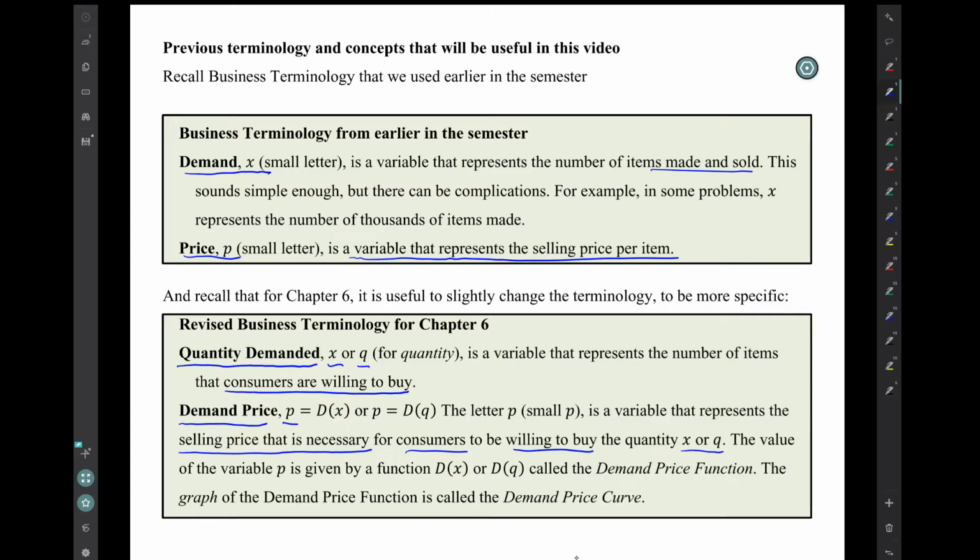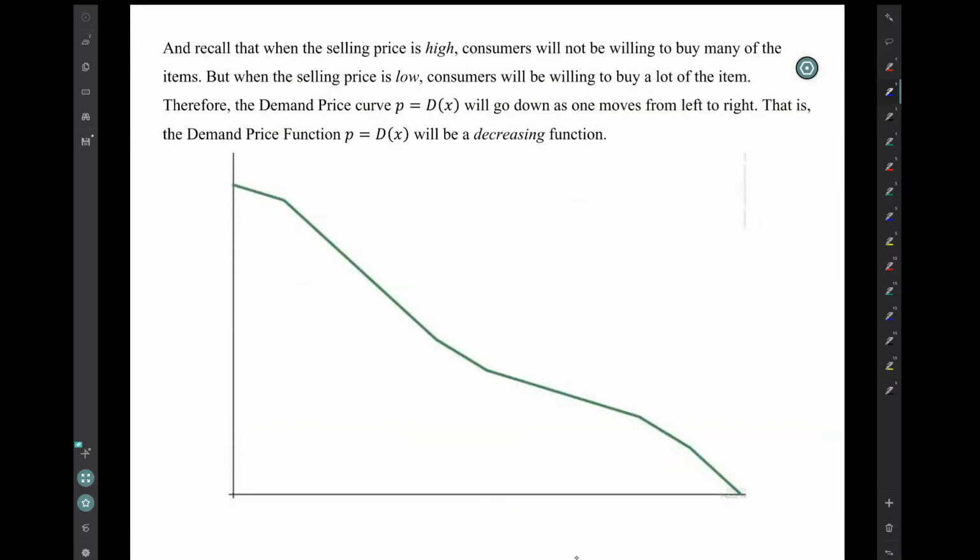The value of the variable p is given by a function, d of x, called the demand price function. The graph of the demand price function is called the demand price curve. And recall that when the selling price is high, consumers will not be willing to buy many of the items. But when the selling price is low, consumers will be willing to buy a lot of the item. So therefore, the demand price curve will go down as you move from left to right.